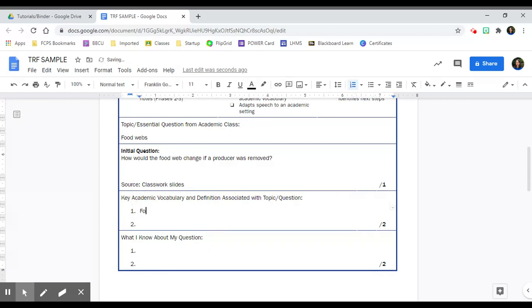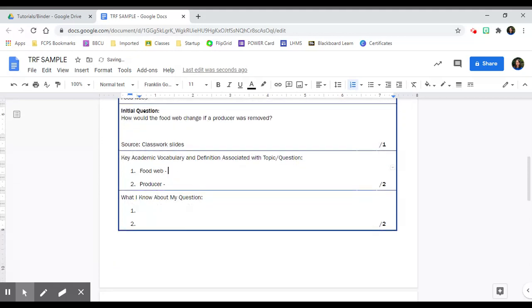So academic vocabulary, food web. I could define producer. Now again, kids need to come in and define these. I'm not going to define them now just to save time. What I know about my question. I know a producer is vital for other consumers to survive. I know consumers eat producers.